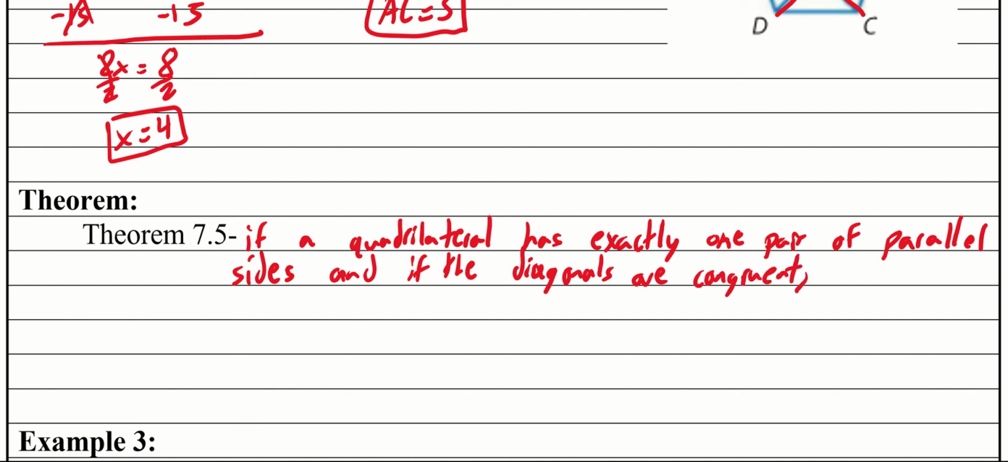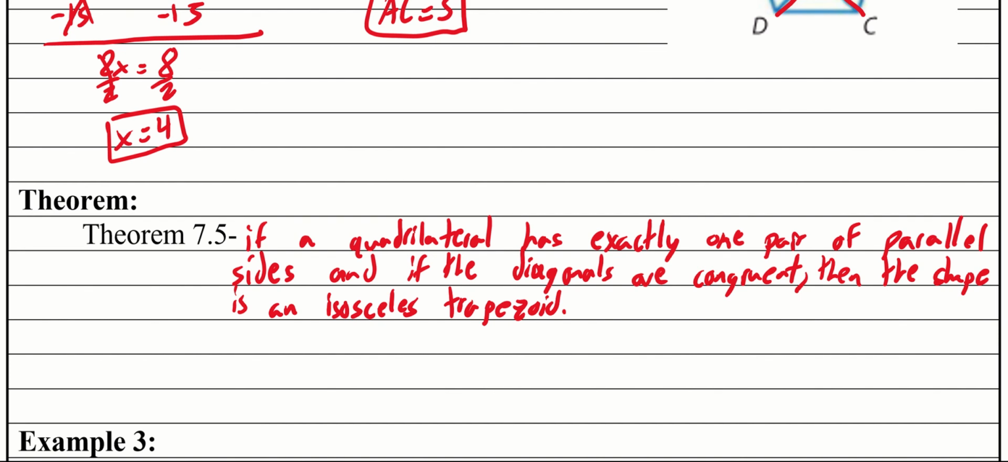If the diagonals are congruent, then what I can say here is that the shape is an isosceles triangle. I'm sorry, isosceles trapezoid. If a quadrilateral has exactly one pair of parallel sides and if the diagonals are congruent, both of these are met, then I can say that this is an isosceles trapezoid.